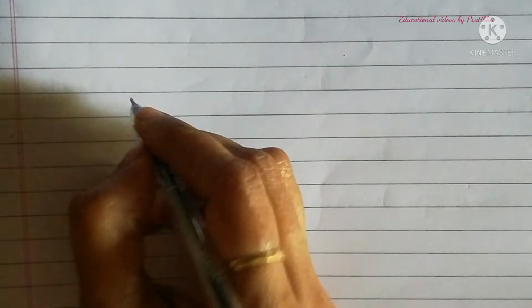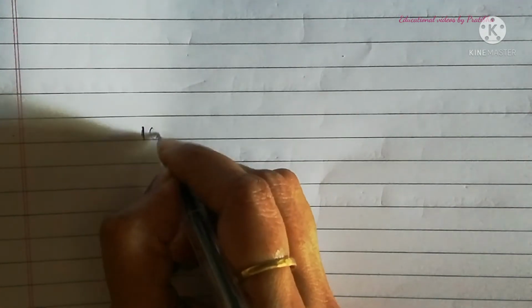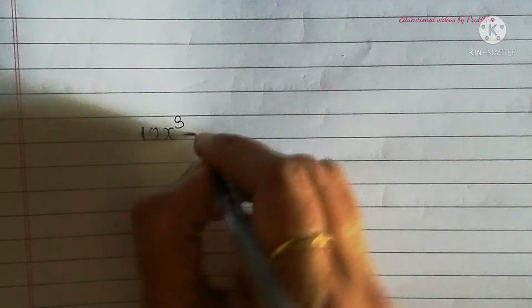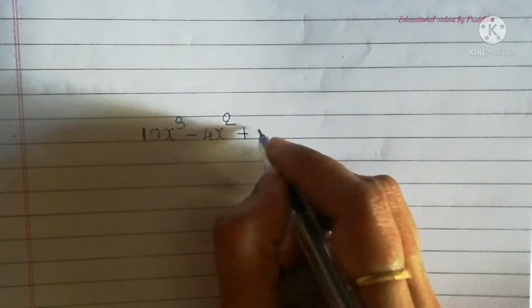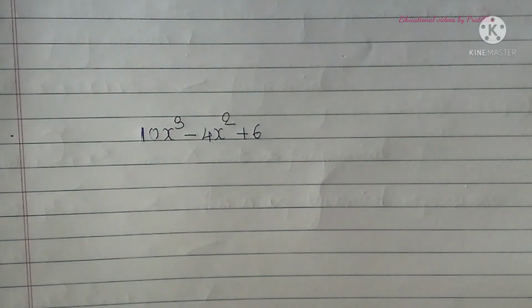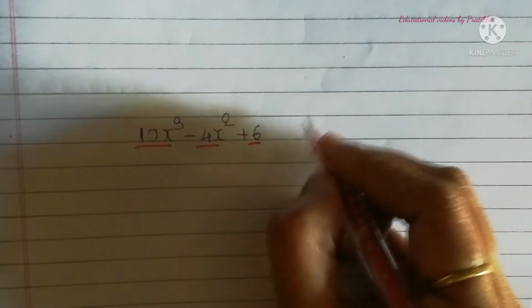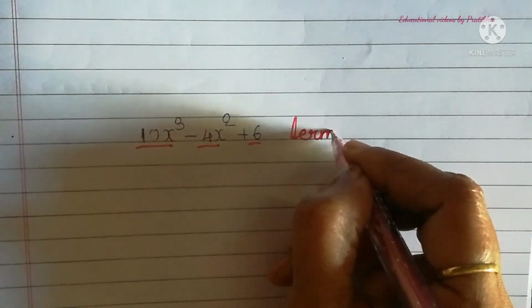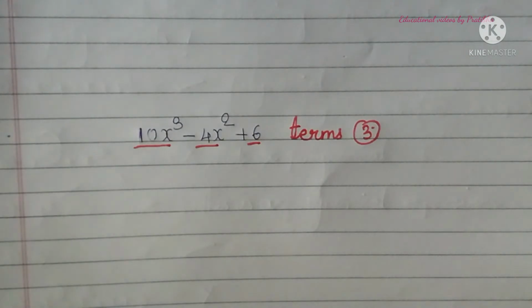So let's study one example. Here I am going to write one algebraic expression, that is 10x cube minus 4x square plus 6. Now in this expression, let us see: 10x cube, minus 4x square, plus 6. These are called terms. So in this expression total 3 terms are there.